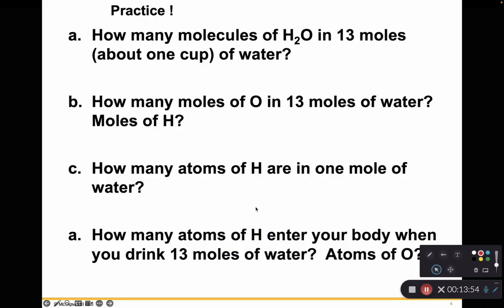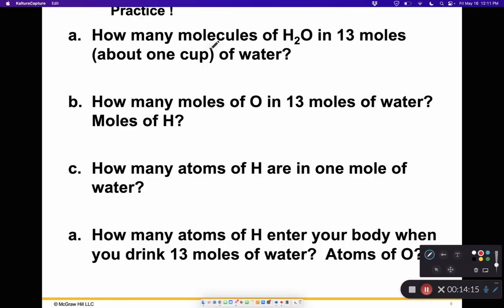Okay, I got it. How many molecules of water are there in 13 moles of water? Okay, so we do have exercise. Students get confused if they do not understand exactly what the question is asking. So I'm going to show you here. The question is asking how many molecules of water, right?